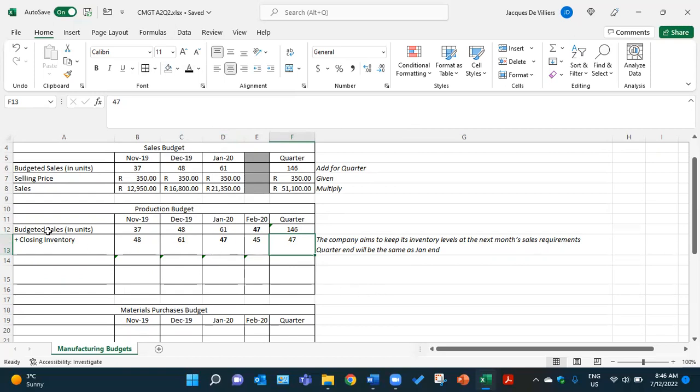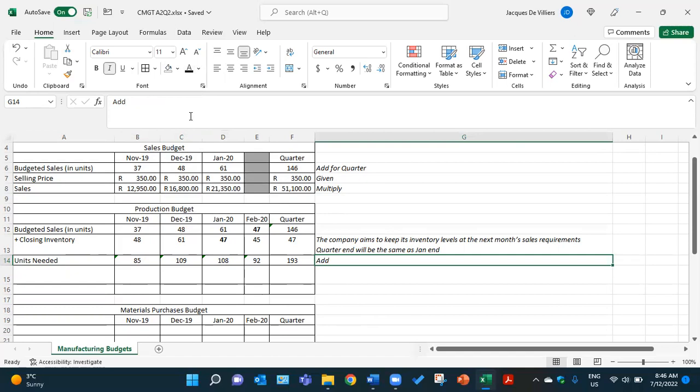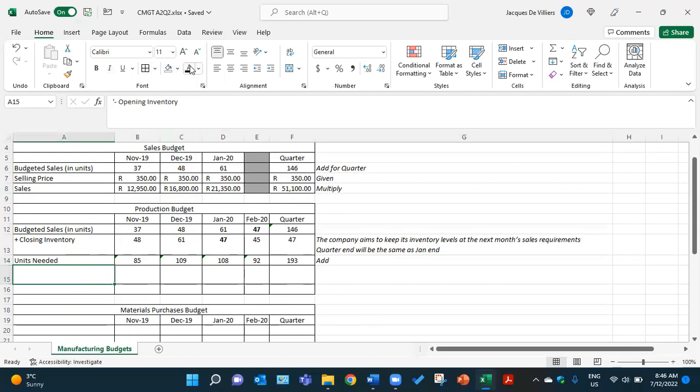And here we had it: the budgeted sales plus the closing inventory will give us the units that we need. Now we know we still have to subtract our opening inventory, but for now, let's calculate what we need. So we simply add those up in each case for all of the months and for the quarter. What did we do? We simply added it. Now we need to subtract our opening inventory.